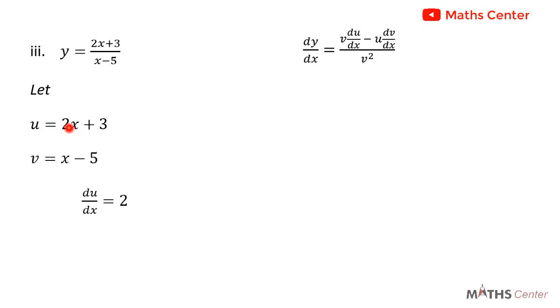So you differentiate 2x plus 3 with respect to x. You differentiate 2x, you get 2. 3 is a constant, so you get 0. Then we differentiate x minus 5 with respect to x. That will give us dv dx. You differentiate x, you get 1. You differentiate negative 5, you get 0 since it's a constant. We will now substitute that here.